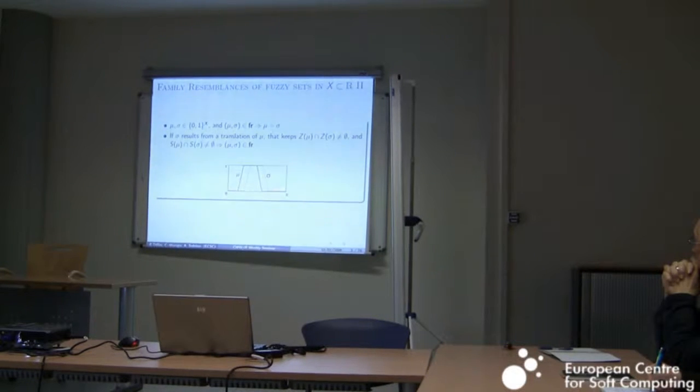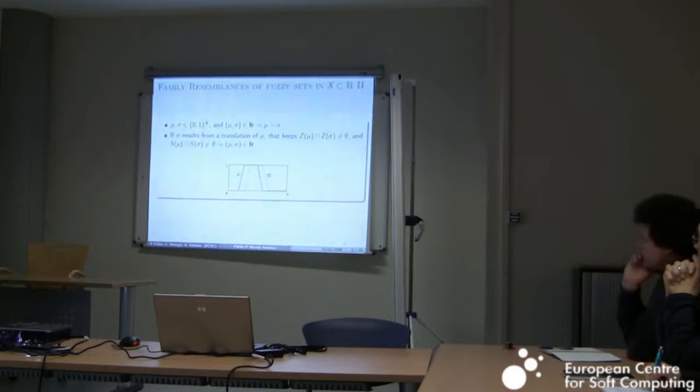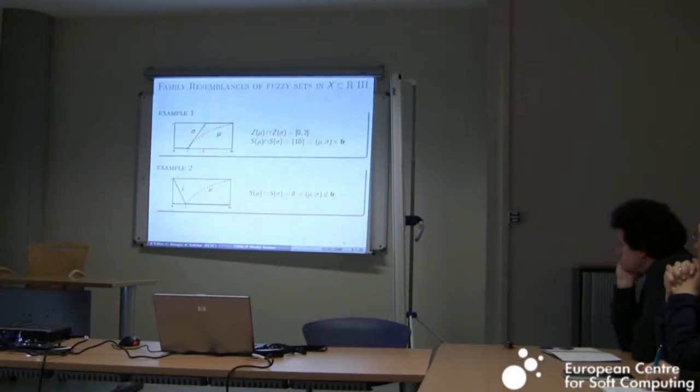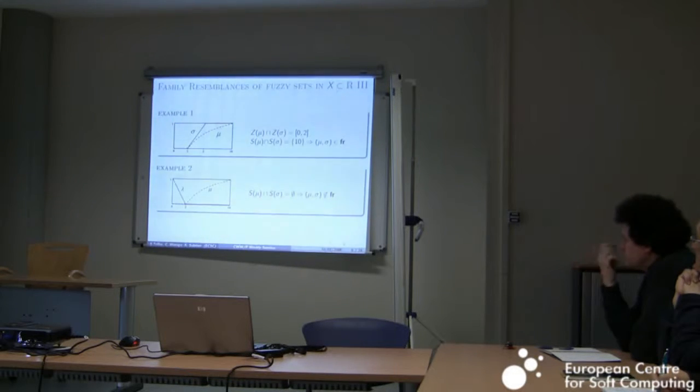The zeros that are part in common, the ones they have part in common. When this increases, this increases. When this decreases, this decreases. And they verify the definition for family resemblance. These are one positive and one negative example.